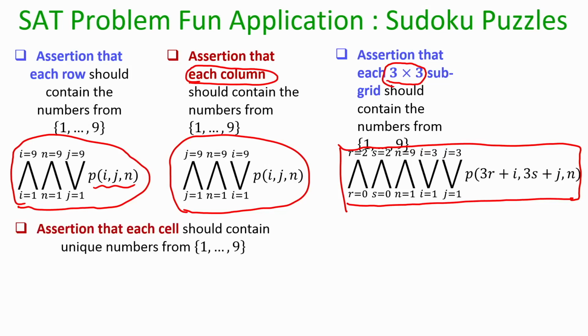Finally, we also need to ensure the following. We need to ensure that our solution for the Sudoku puzzle assigns only unique values to each cell. It should not happen that a solution says that a particular cell should take the value, say, 8 and simultaneously the same cell should take the value 7. That should not happen because that is an invalid solution. Once a cell is occupied with a value, it cannot take any other value.